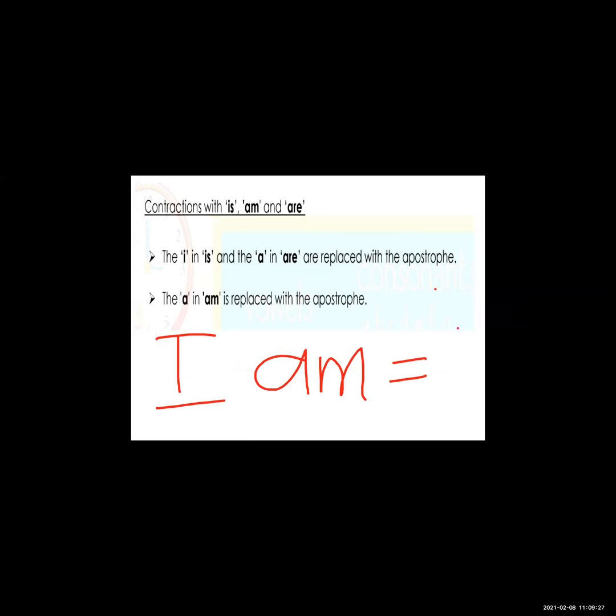I am. How will we write it? I, then an apostrophe, and then m. So what do we replace? The A will be replaced with the apostrophe. Okay, so what is the rule? The A in are we replace with the apostrophe, and the A in am we replace with the apostrophe.